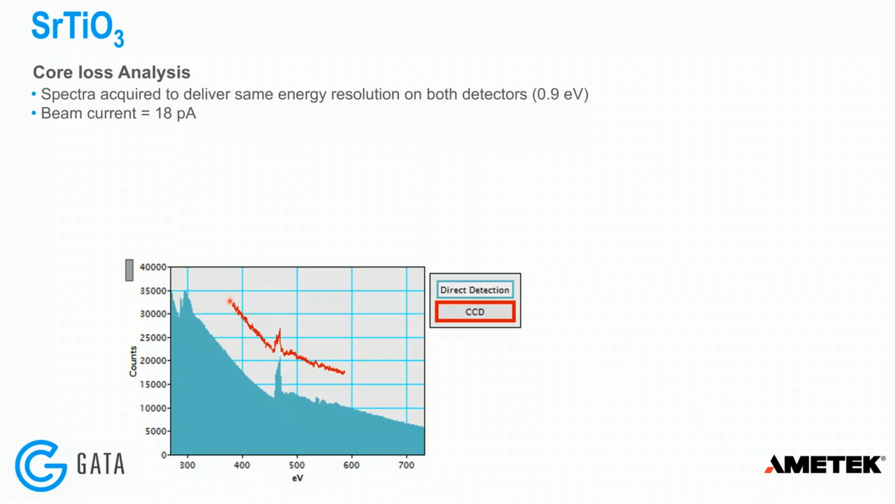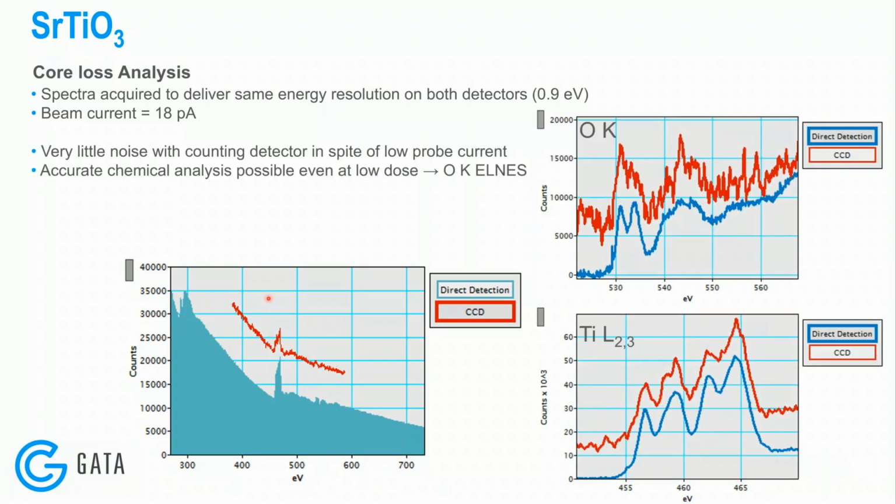You can see that the energy range that we have for the same energy resolution on the indirect detector is much smaller. So we have to have a higher dispersion to get the same energy resolution, which is already hurting us because you can see an ionization edge here, probably carbon, that we don't see in the red spectrum. If we then look at the data a little more closely, we have very little noise with the counting detector in spite of using a pretty low probe current.